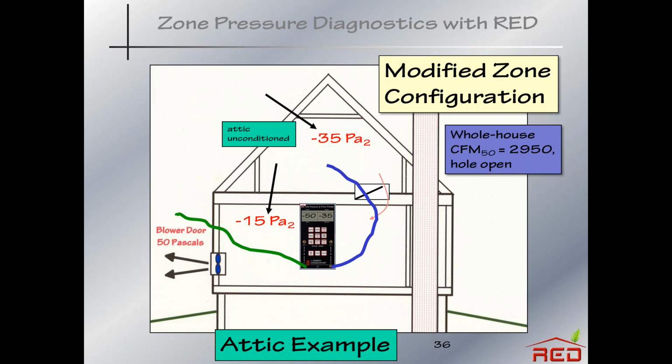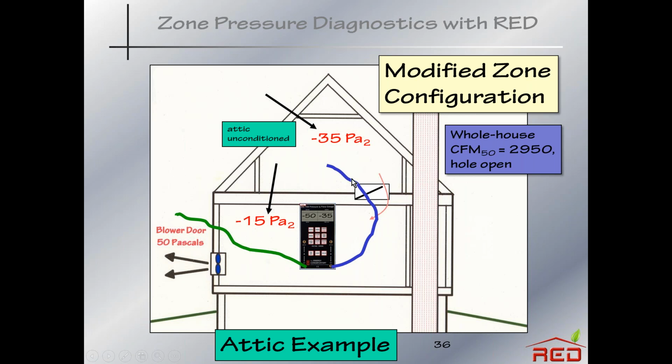Then what we're going to do is modify the zone by, I should have changed this, but just take that darn attic hatch and lay it aside. Either put it on the ground here or put it aside in the attic. There is no need with the RED tool to partially open it. Just get it out of the way. Let's assume we're doing that.